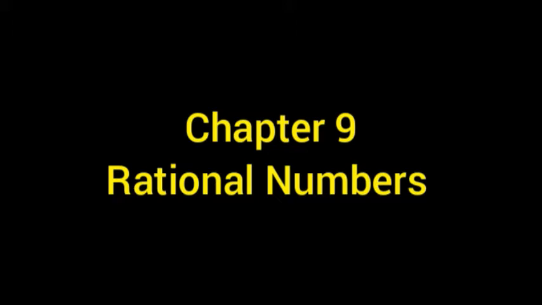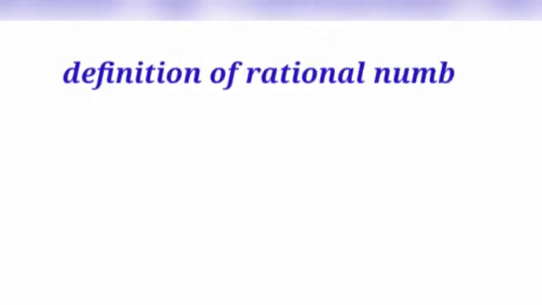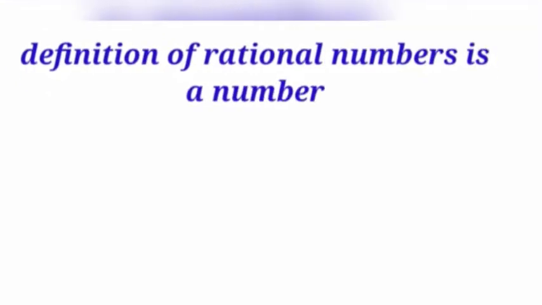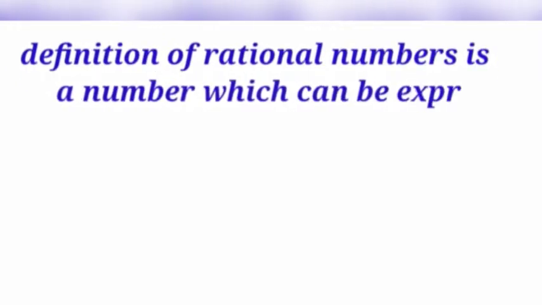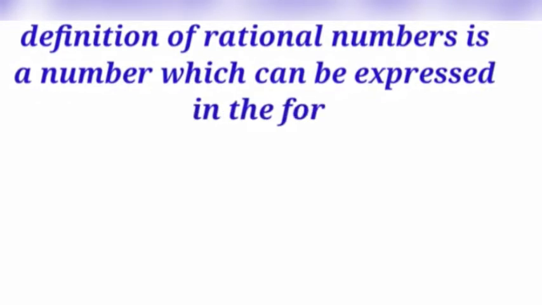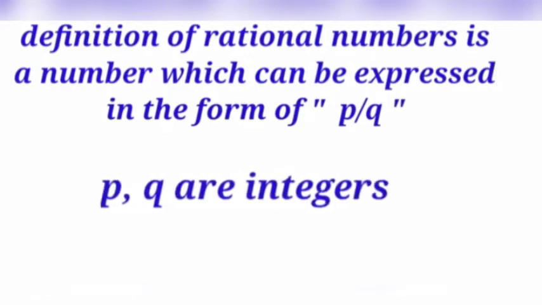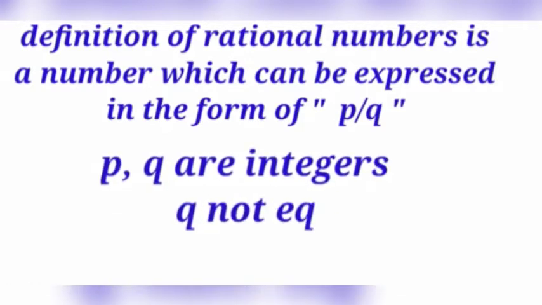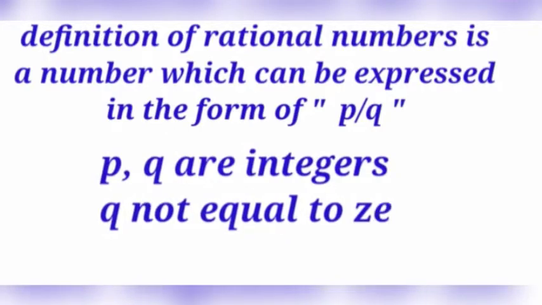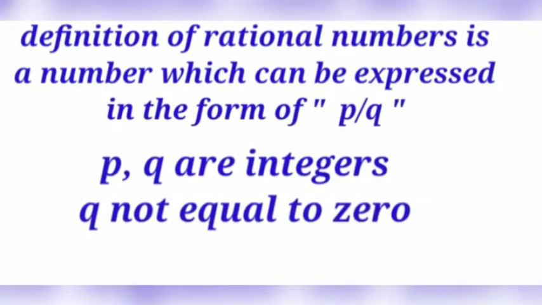Do you understand the concept of rational numbers now? Let us recall the definition of rational numbers. A number which can be expressed in the form of p by q, where p and q are integers and q not equal to 0. That is the definition of rational numbers.